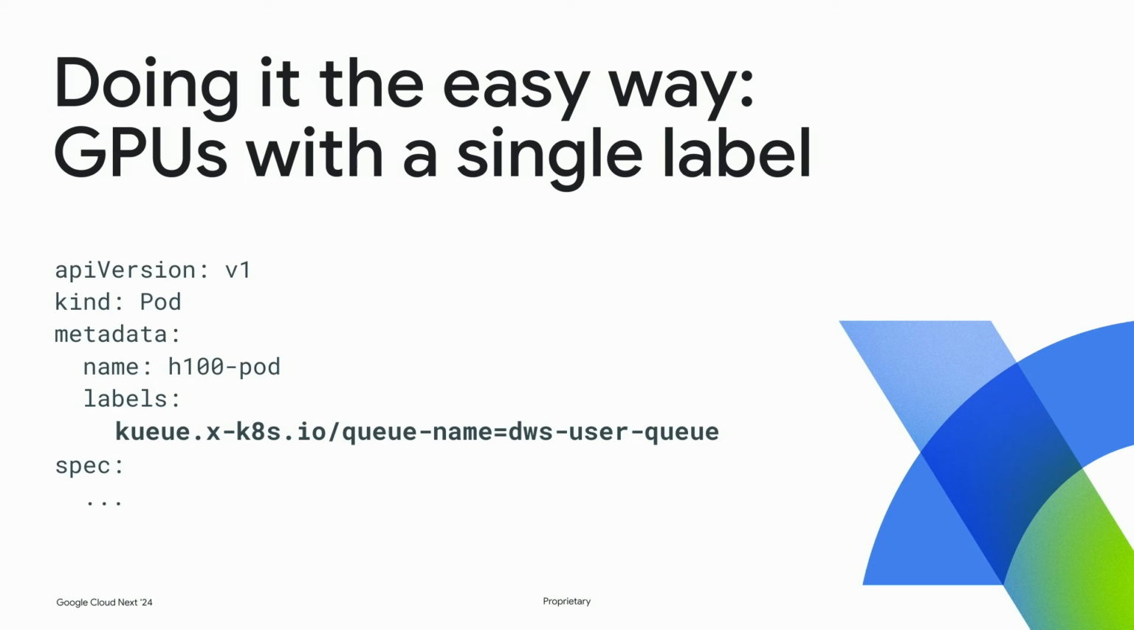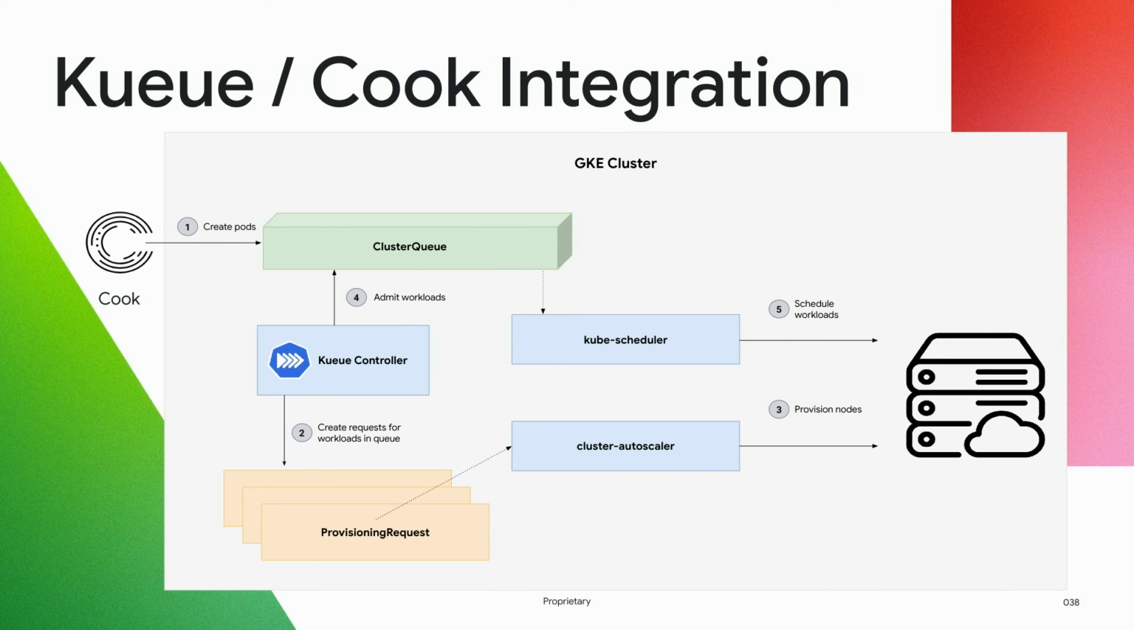But I want to show you an easier way, and that's by using Kueue. So using Kueue, accessing the GPUs through DWS is as simple as setting a label on your pods, right? So Kueue handles the complexities of creating and managing the provisioning request. And so here I've drawn a simplified diagram of how we integrated Kueue into Cook. So once you've installed Kueue and configured it to work with provisioning requests, the only active part of this is to submit the pods with that label, right?